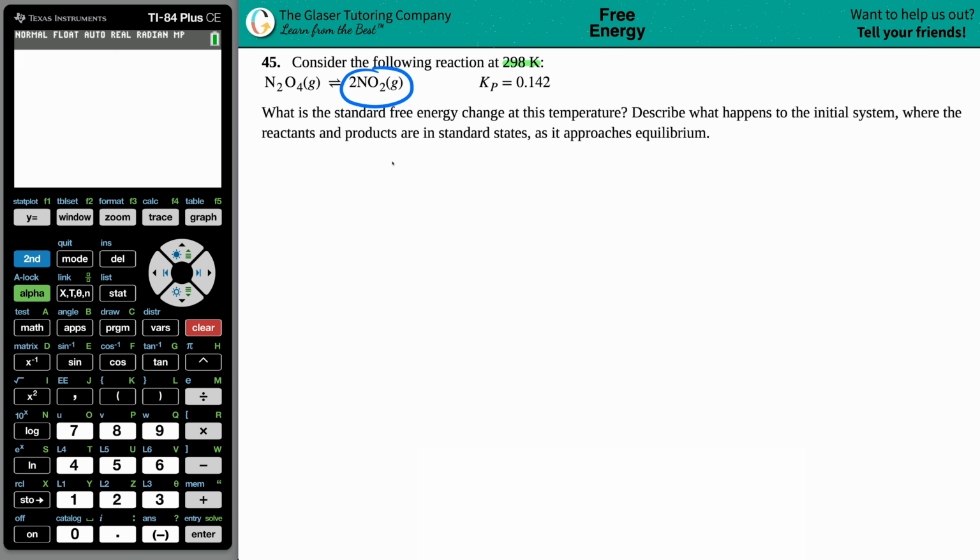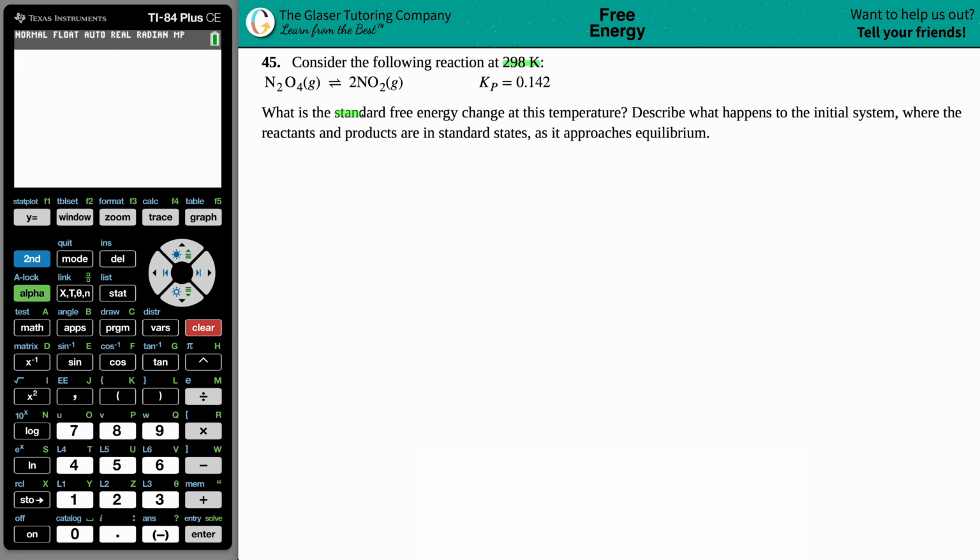45. Consider the following reaction at 298 Kelvin. So we have N2O4 gas, which will come to equilibrium, double arrow, with 2 NO2 gas, and we have a Kp of 0.142. What is the standard free energy change at this temperature? And then the next part is describe what happens to the initial system where the reactants and products are in standard state as it approaches equilibrium.